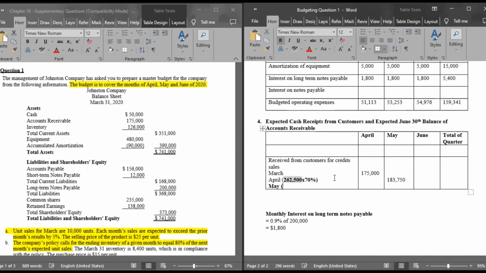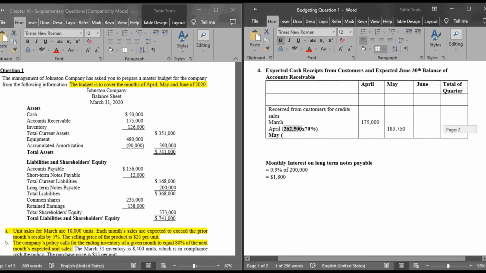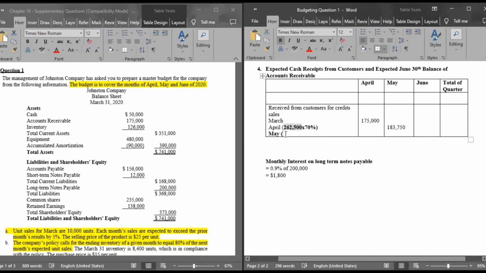May. And the sales of May, we need to take from the sales budget. So this is the May amount. And from this total sales, 70% is on credit, which we will receive in the following month. So it means we will receive this value in June. How much is the total? 192938.